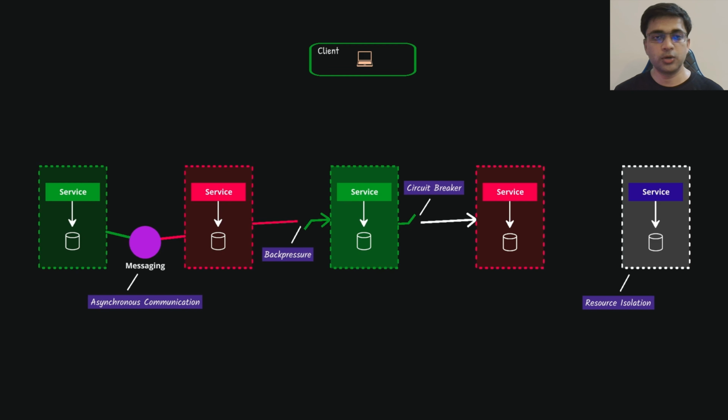Next, we have one more challenge. Although asynchronous communication makes failures less likely to spread from one service to another, the broker itself can become a single point of failure. So, what if the broker itself goes down?